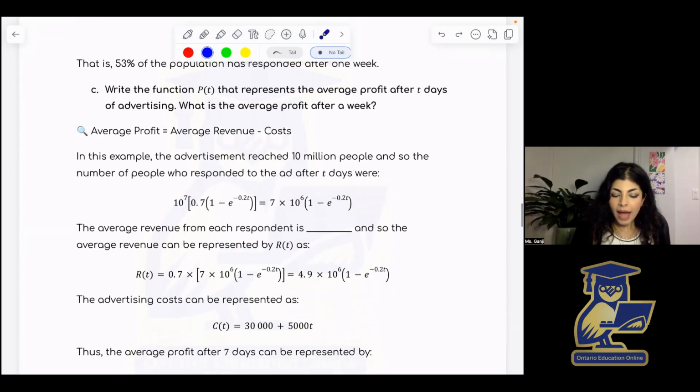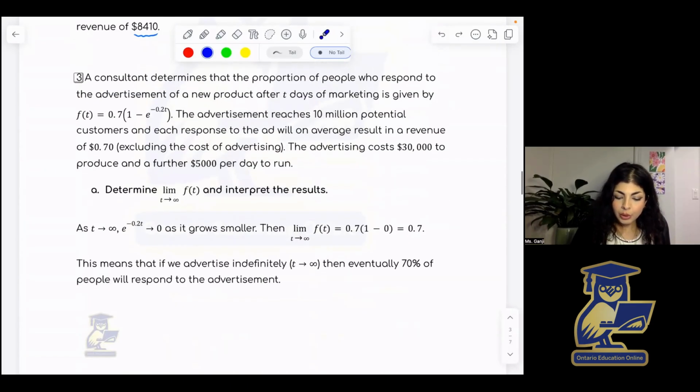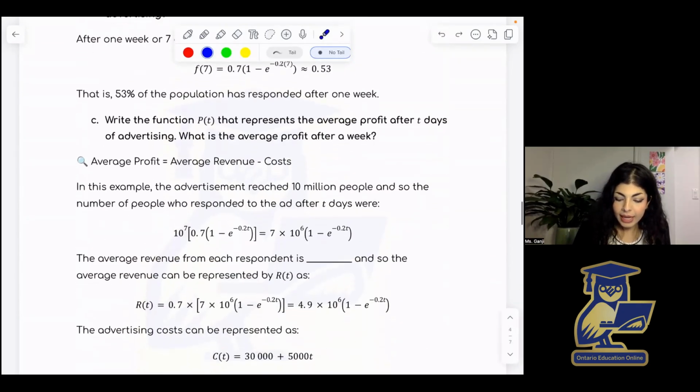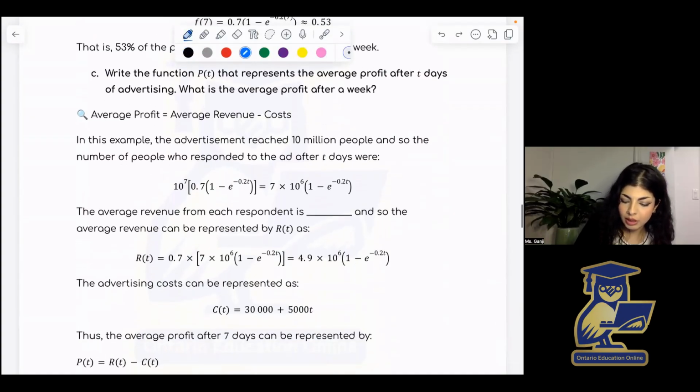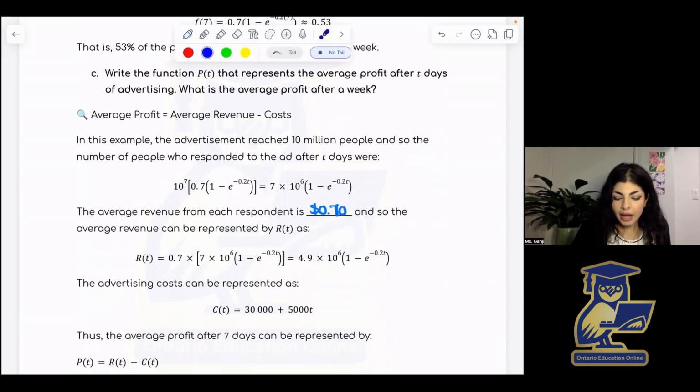And so the average revenue here, we were told it is $0.70 or 70 cents. And again, we're not analyzing the costs yet, so just 0.70. Revenue of T is given by the portion of the population that the advertisement reaches times the revenue from each respondent, which is 0.7. And 0.7 times 7 is just 4.9. And then I have this quantity left.